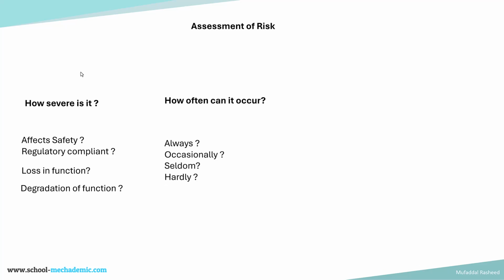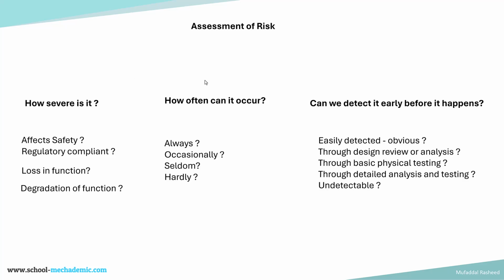Next is occurrence. How often does it occur? Does it occur always? Does it occur occasionally, seldom, or hardly? The level of risk, of course, is highest when we consider the occurrence to be always, and it is lowest when the occurrence is rare.